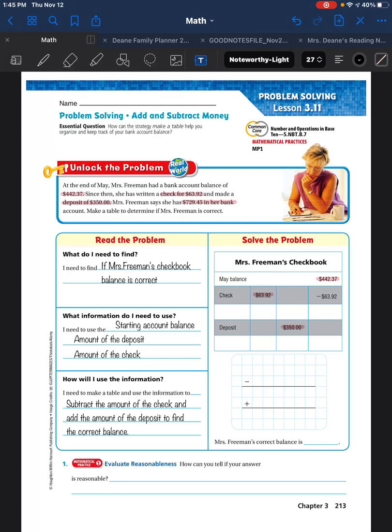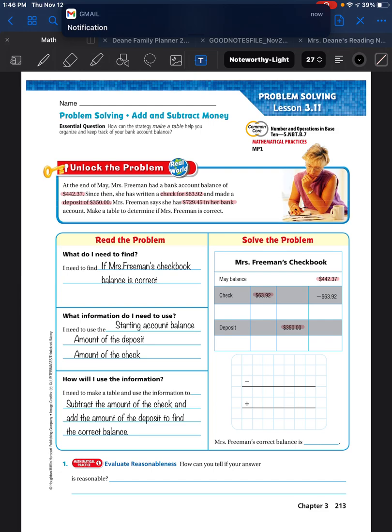Hi everyone, today we're doing lesson 3.11 and it's on problem solving, add and subtract money. So if we read the Unlock the Problem, it says at the end of May, Mrs. Freeman had a bank account balance of $442.37. Since then, she has written a check for $63.92 and made a deposit of $350.